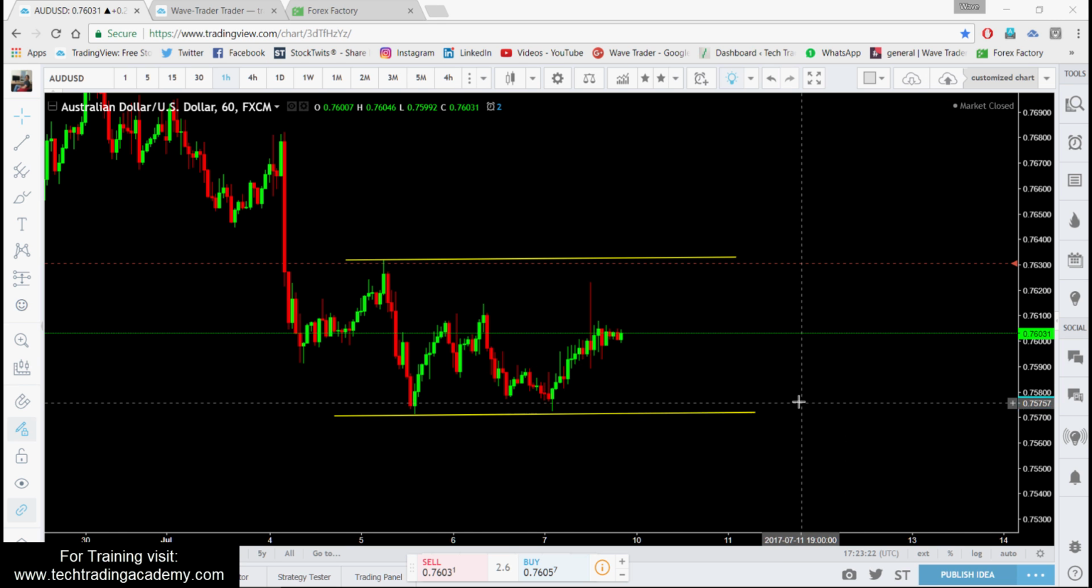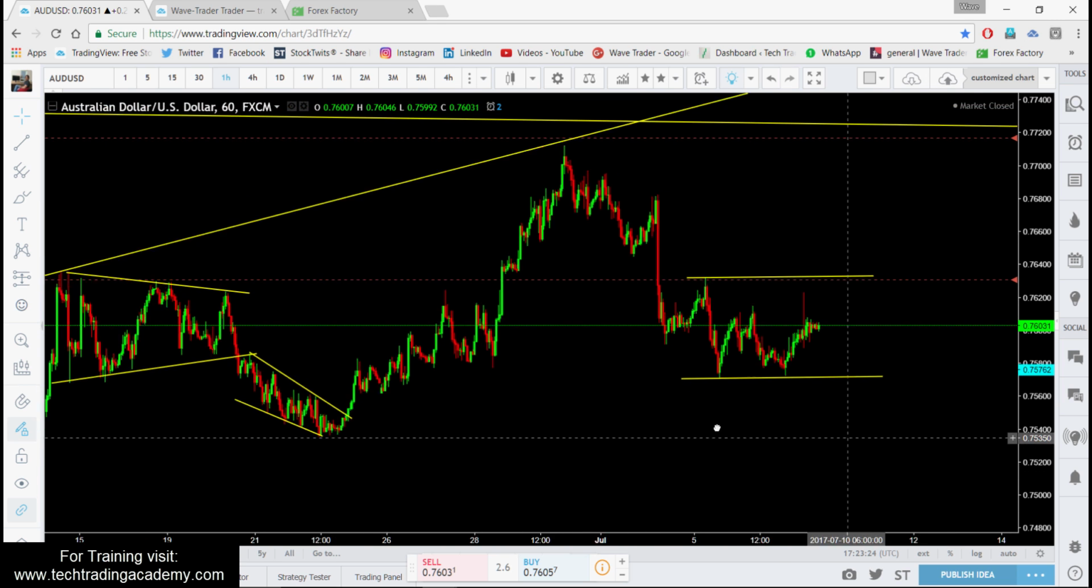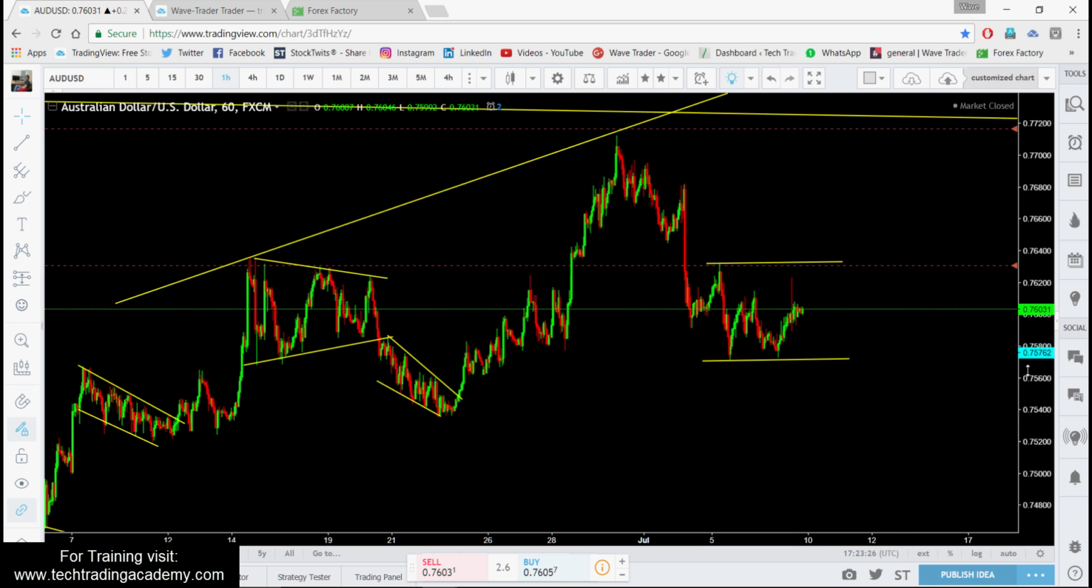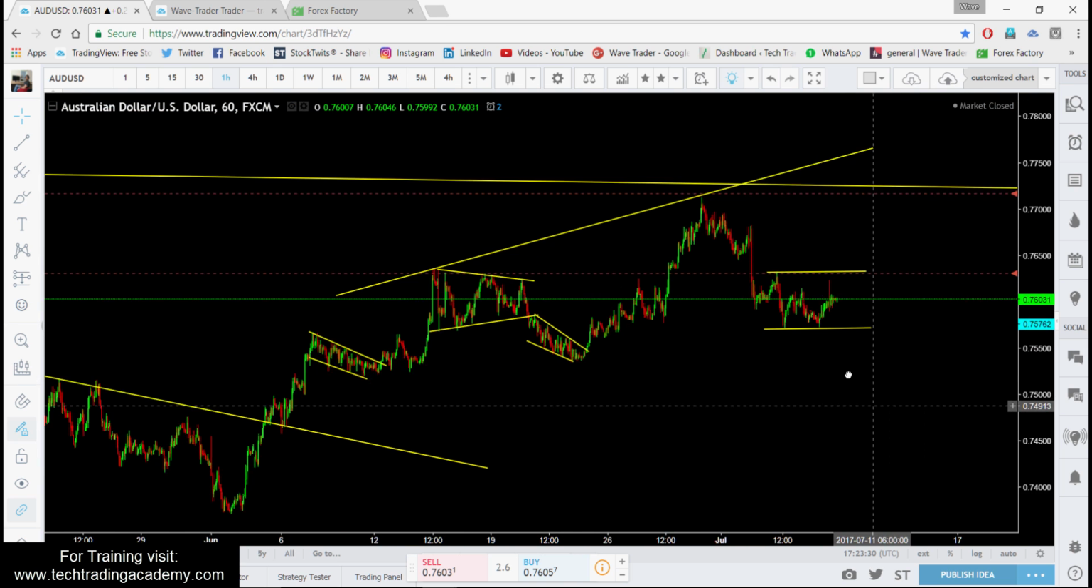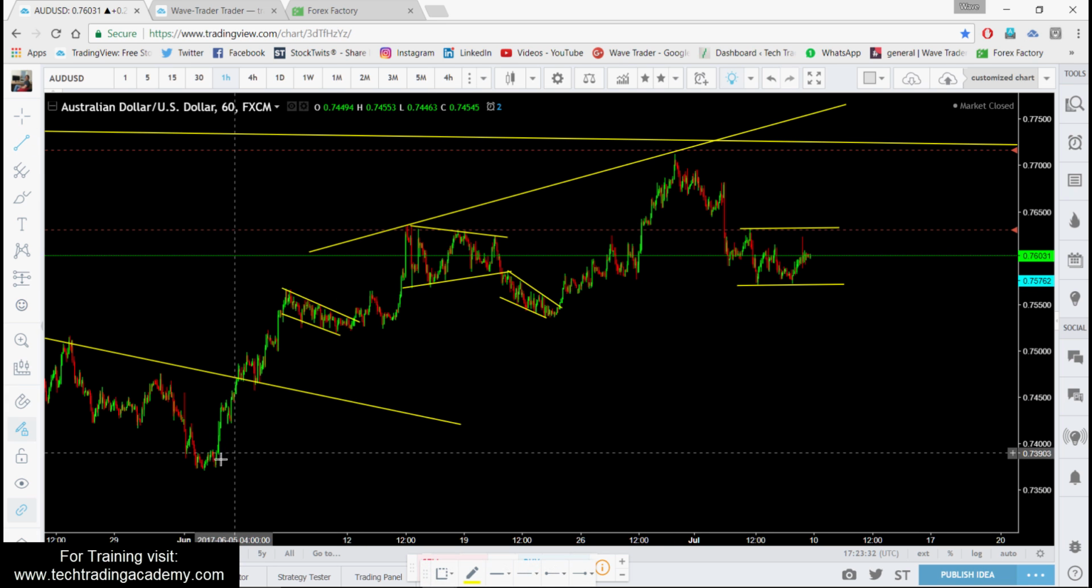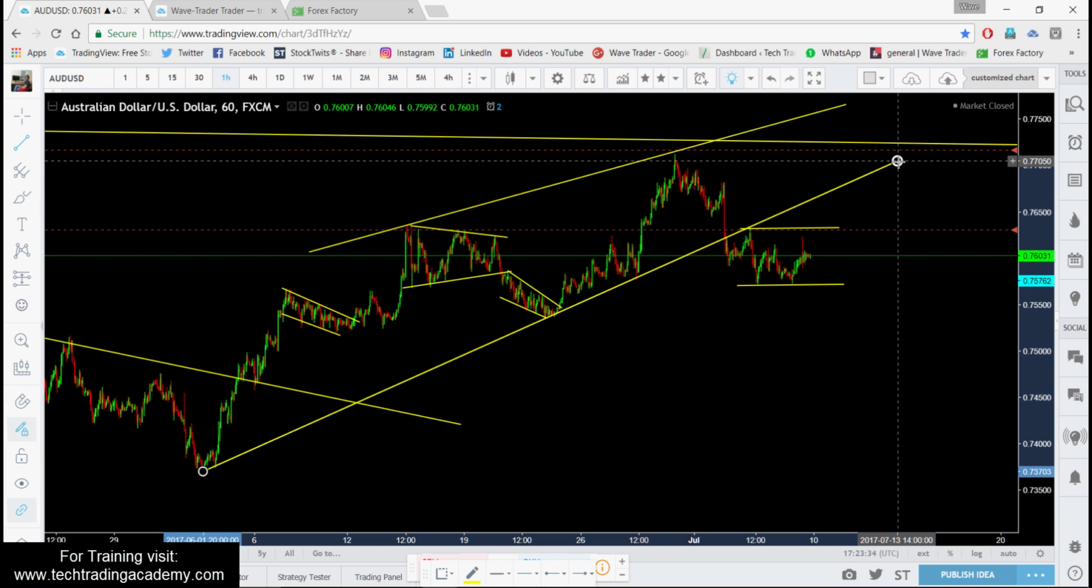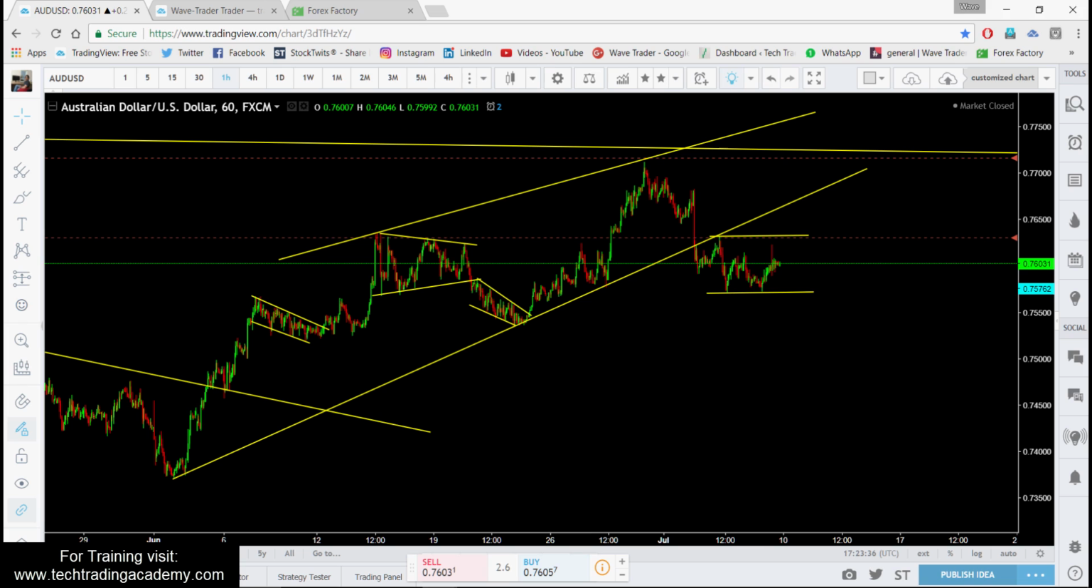So we'll see how this pair is going to develop. Currently what we have is a trend reversal pattern formation, and price has just broken down that trend reversal pattern formation, and it is just forming a bigger trend continuation pattern formation under that.